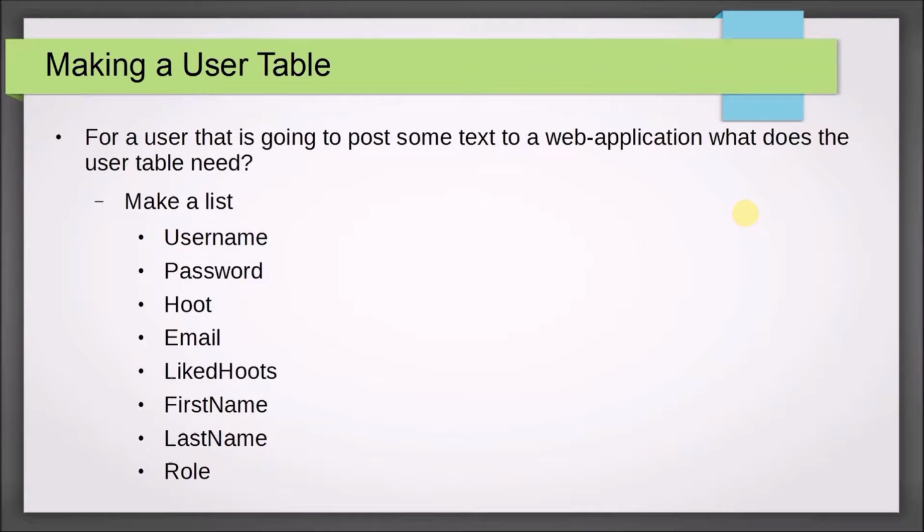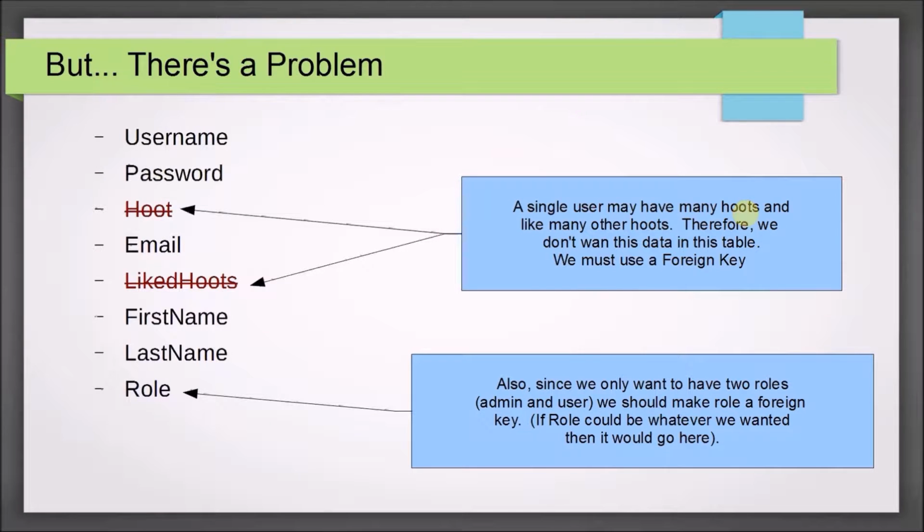Now, if we think about that, though, there's a couple problems, and this is the whole point. This is why I'm going through this process. The hoots and the liked hoots, you think about it, this can be one to many.